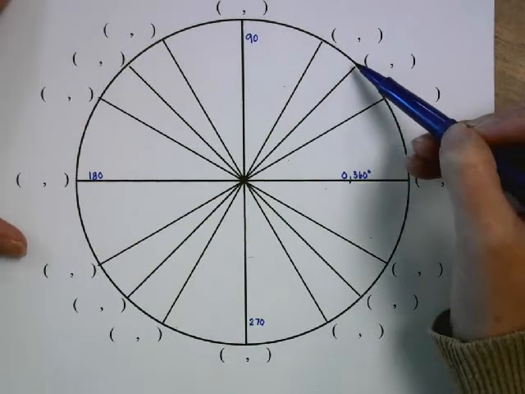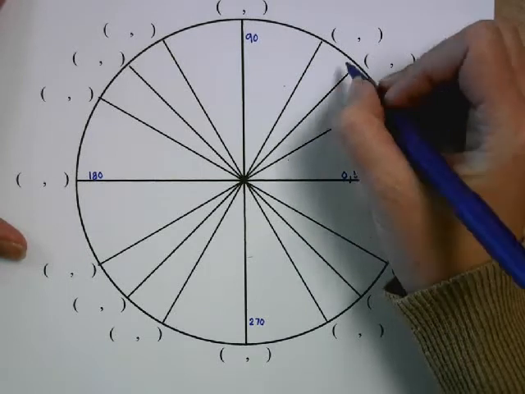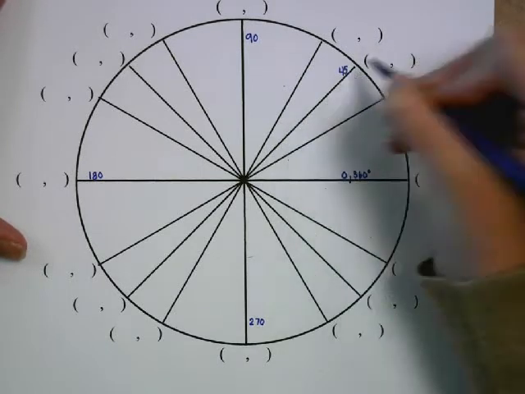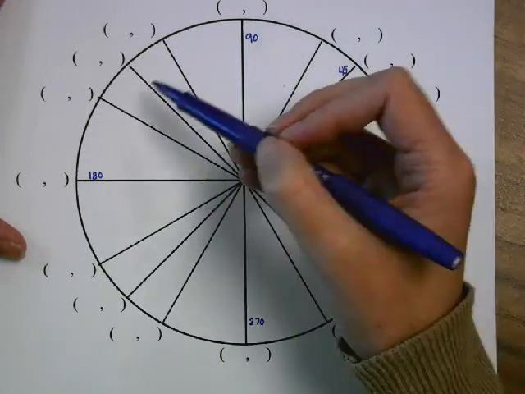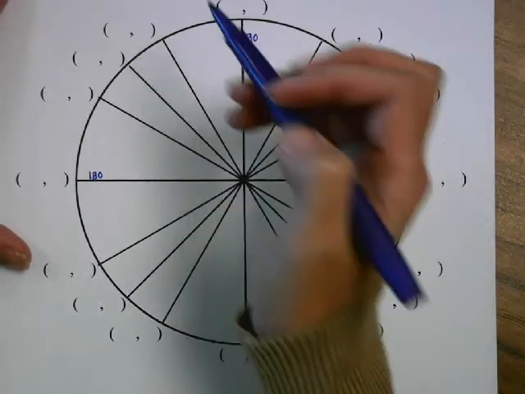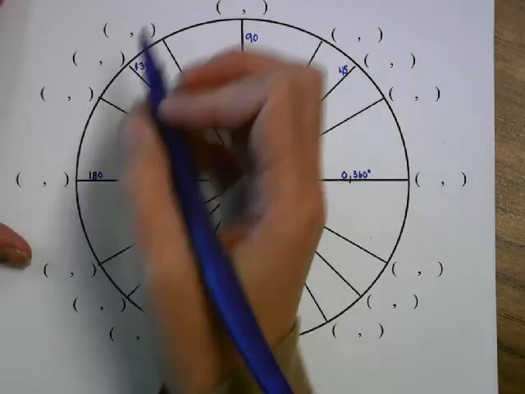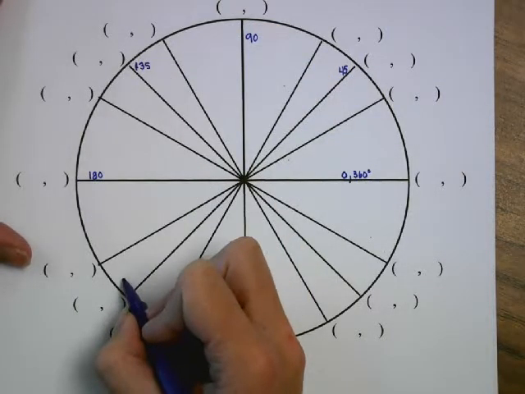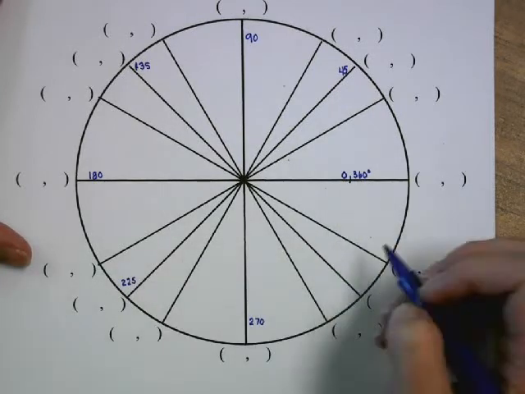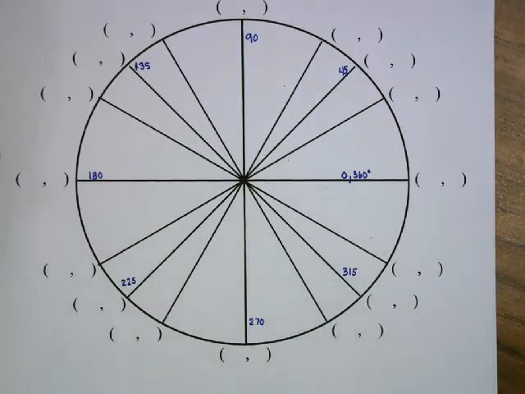The first ones I'm going to label are the ones right in the middle. So between 0 and 90, halfway is going to be 45 degrees. So each of these middle ones are 45 degrees. So we've got 90 plus 45 is 135. 180 plus 45 is 225. 270 plus 45 is 315 degrees.